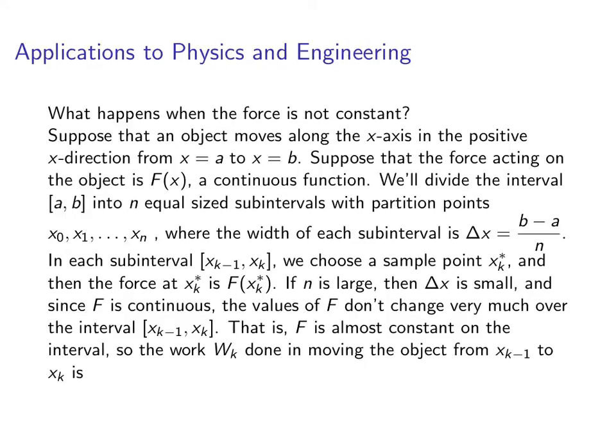So we can calculate the work done in moving the object from xk minus 1 to xk is pretty close to f of xk star times delta x. This is a force times a distance. So we have to think of delta x as being a distance that we're moving the object.